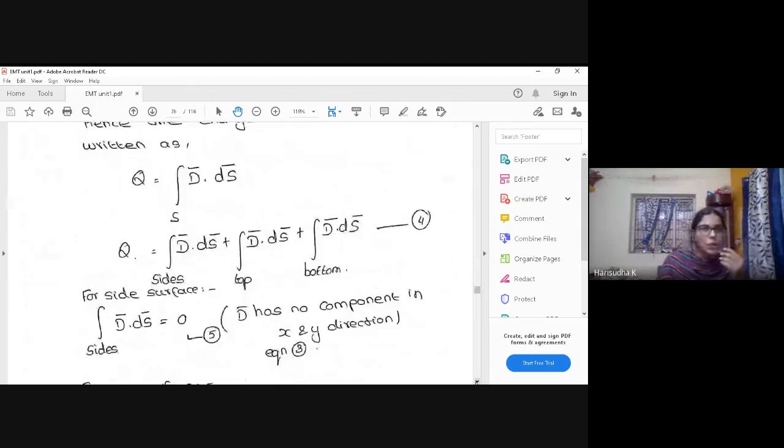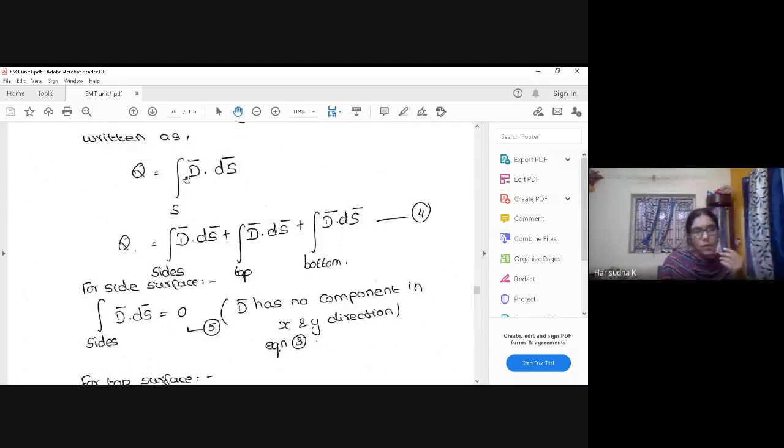my charge Q can be written as, this is a generalized equation, Q is equal to integral S D dot dS. So charge Q can be written for the sides, for the top and for the bottom. Sides means we have 4 sides, so for the 4 sides I have represented a single term, integral sides, D dot dS, plus integral top portion D dot dS, plus integral bottom portion D dot dS. That is the charge at the sides, the charge at the top and the charge at the bottom.